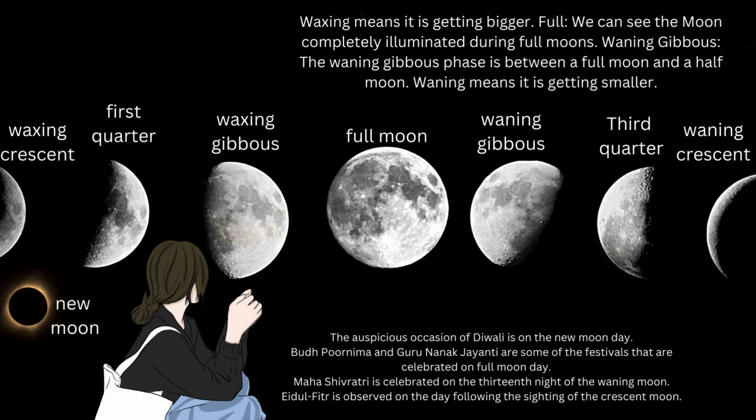These 8 phases make up a complete lunar cycle, which takes approximately 29.5 days to repeat. Point to note is that the moon takes 27 days to orbit Earth, but the lunar phase cycle from new moon to new moon is 29.5 days.